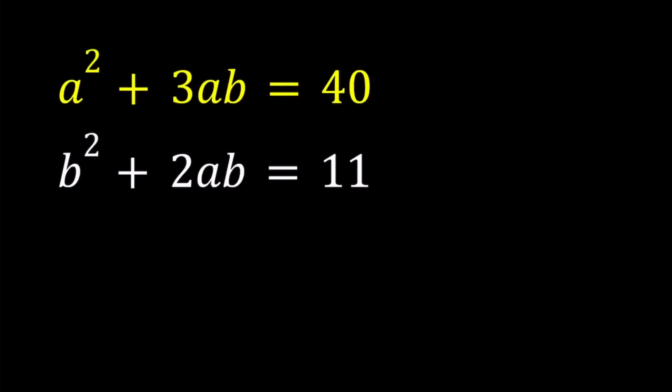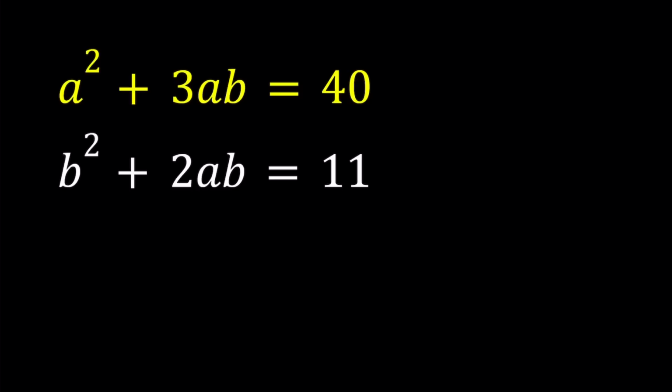Hello everyone. In this video we're going to be solving a polynomial system. We have a squared plus 3ab equals 40 and b squared plus 2ab equals 11. And we're going to be solving for a and b values.